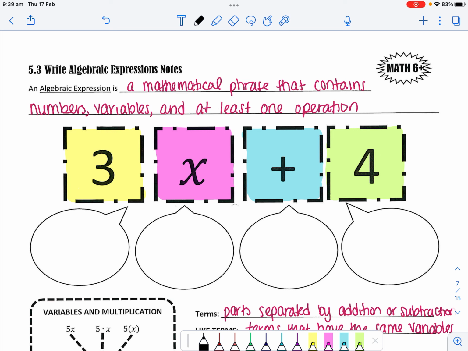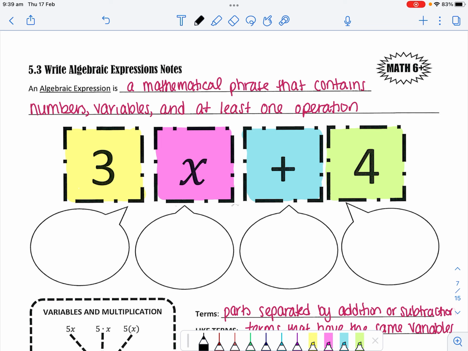Hey everyone, today we are going to start talking about writing algebraic expressions so that we can move into evaluating. So we're heading truly into an algebraic section of our curriculum. An algebraic expression is a mathematical phrase that contains numbers, variables, and at least one operation. That operation can be multiplication or division, it can be addition or subtraction.